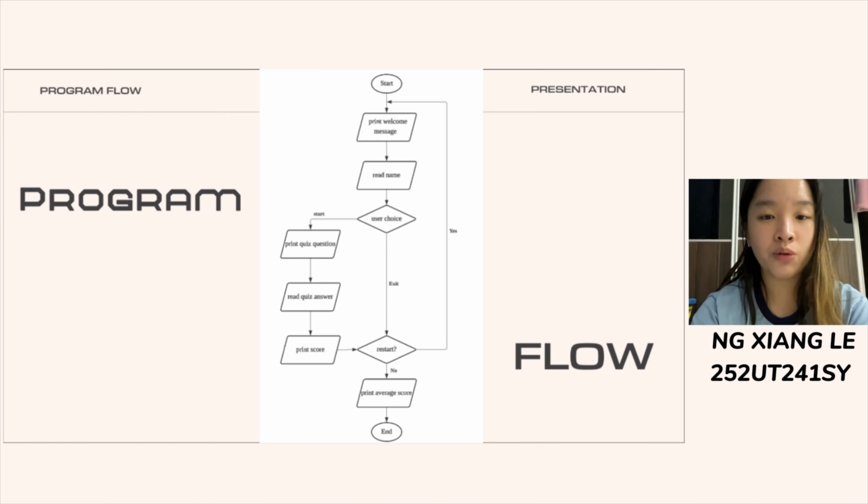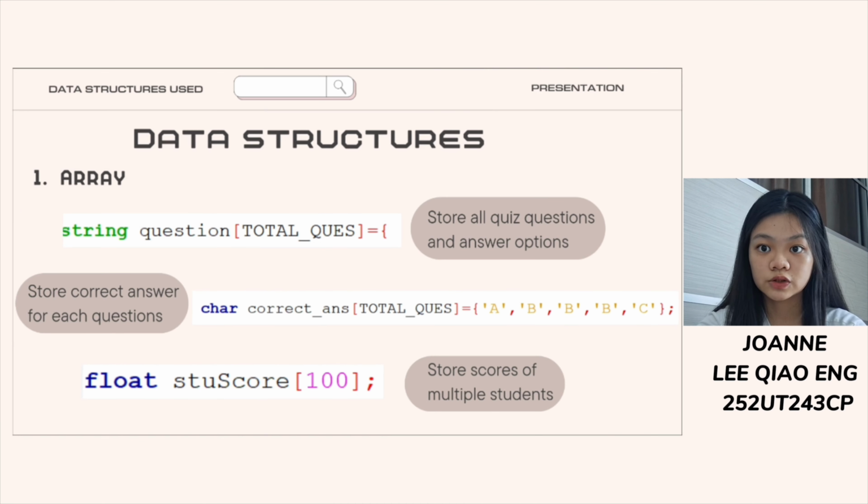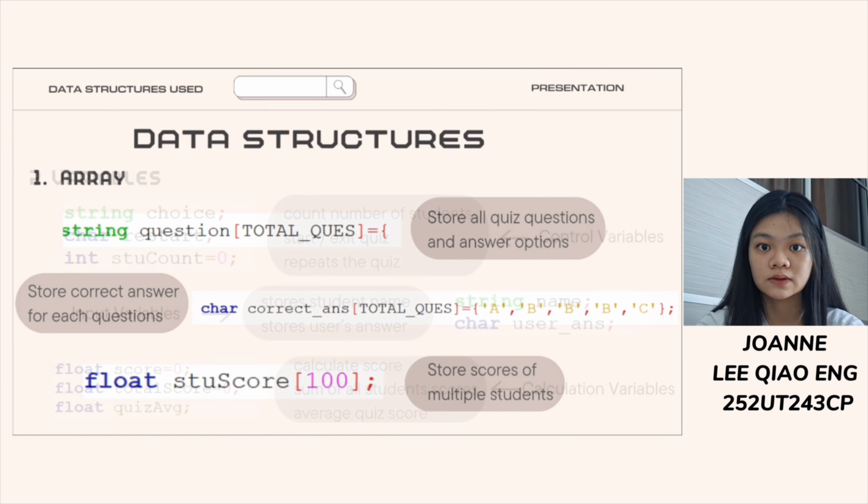That's all from me. Thank you. For data structure, we mainly use array. We use a string array to store all the quiz questions and their options. A character array is used to store the correct answer for each question. Lastly, the float array is used to store the score of multiple students.